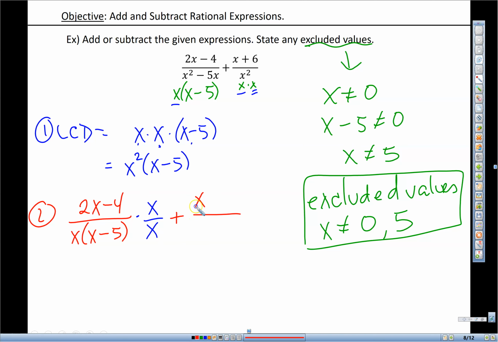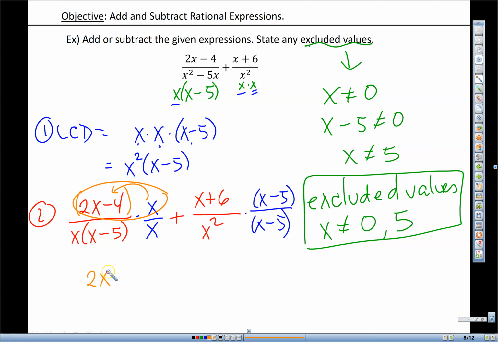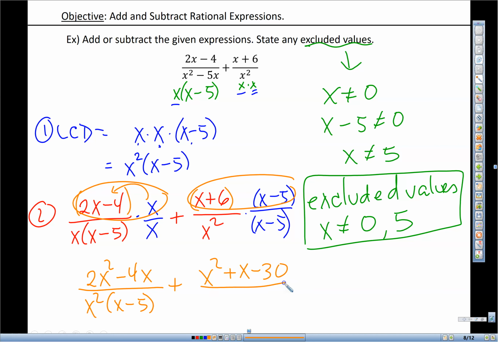plus my x squared. So I have the x squared. What I need here is that factor of x minus 5. And now is when I have to realize I have to multiply the numerators. So here I have to distribute the x to 2x minus 4. That gives me 2x squared minus 4x over my LCD. Here I have to distribute twice because I have a binomial times a binomial. I get x squared plus x minus 30 over the LCD.